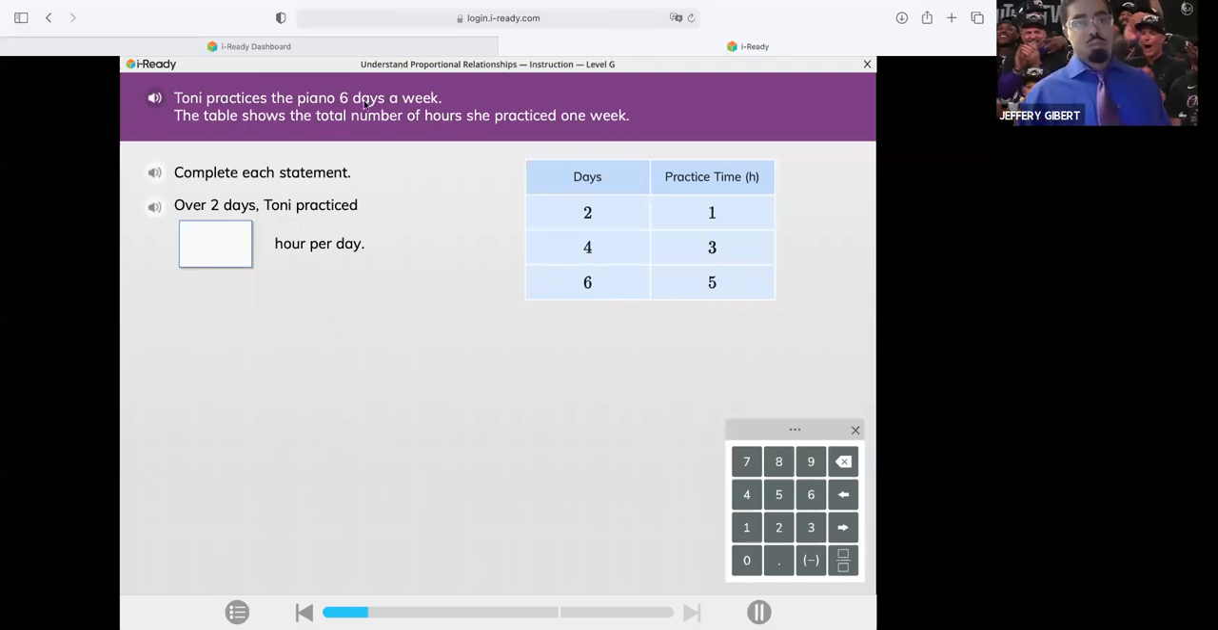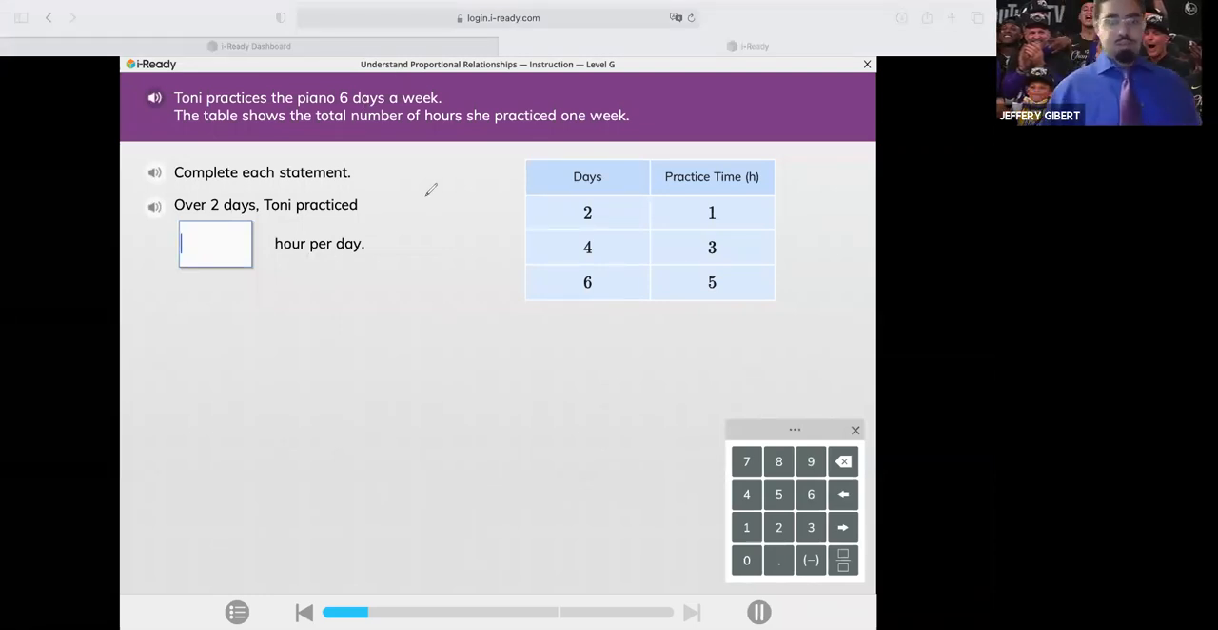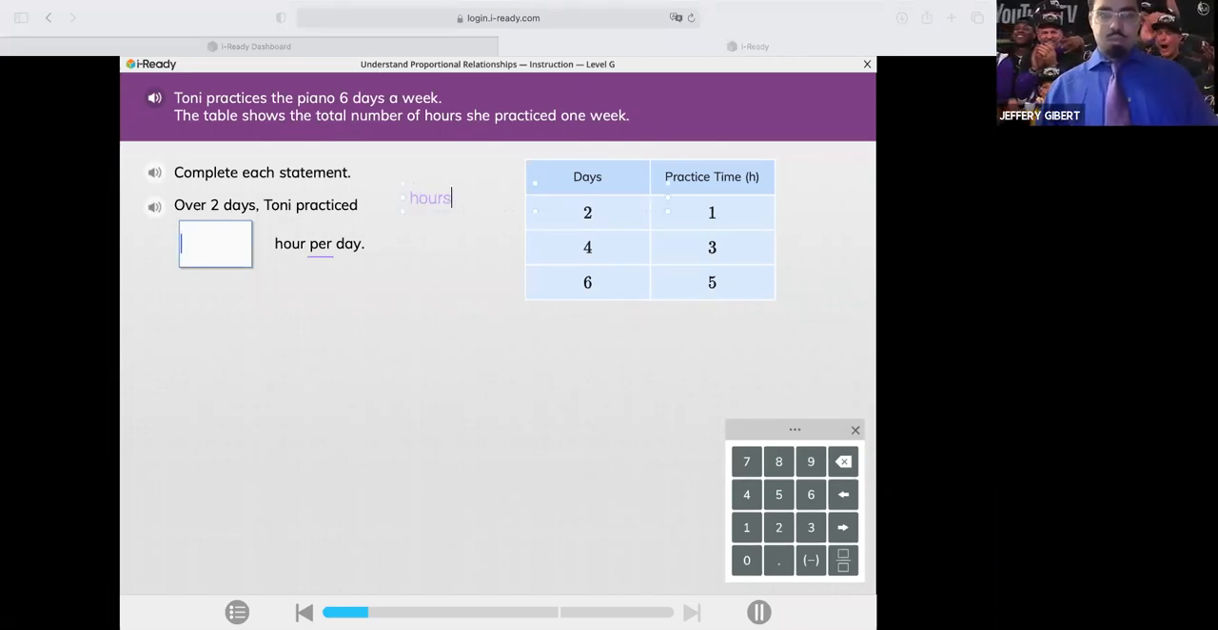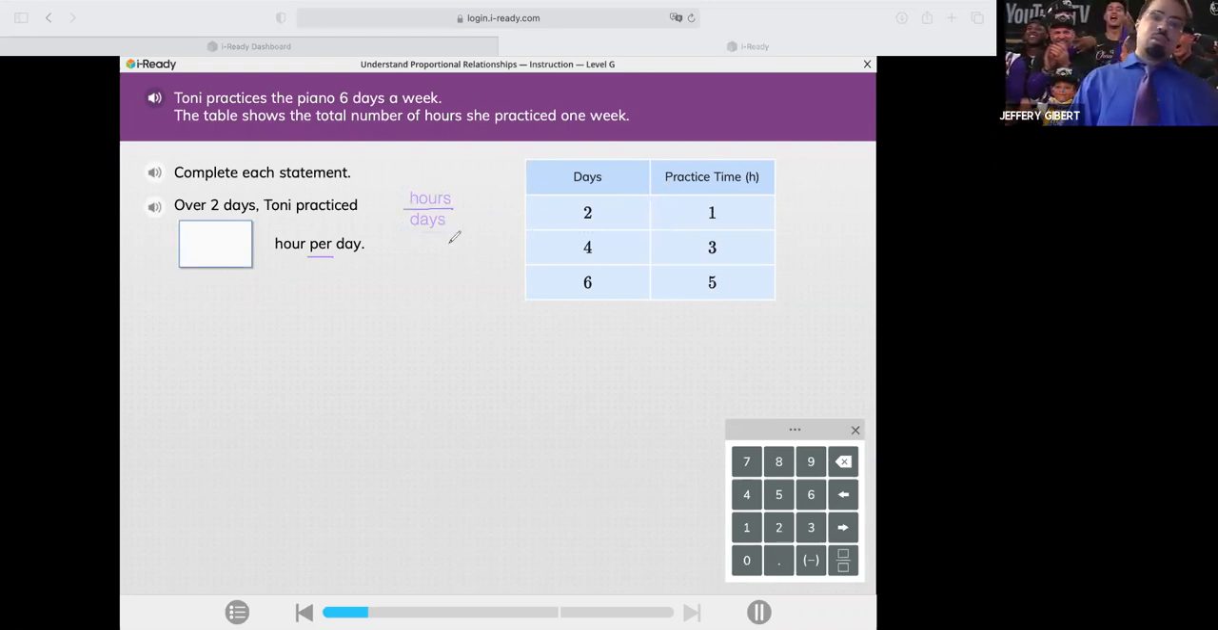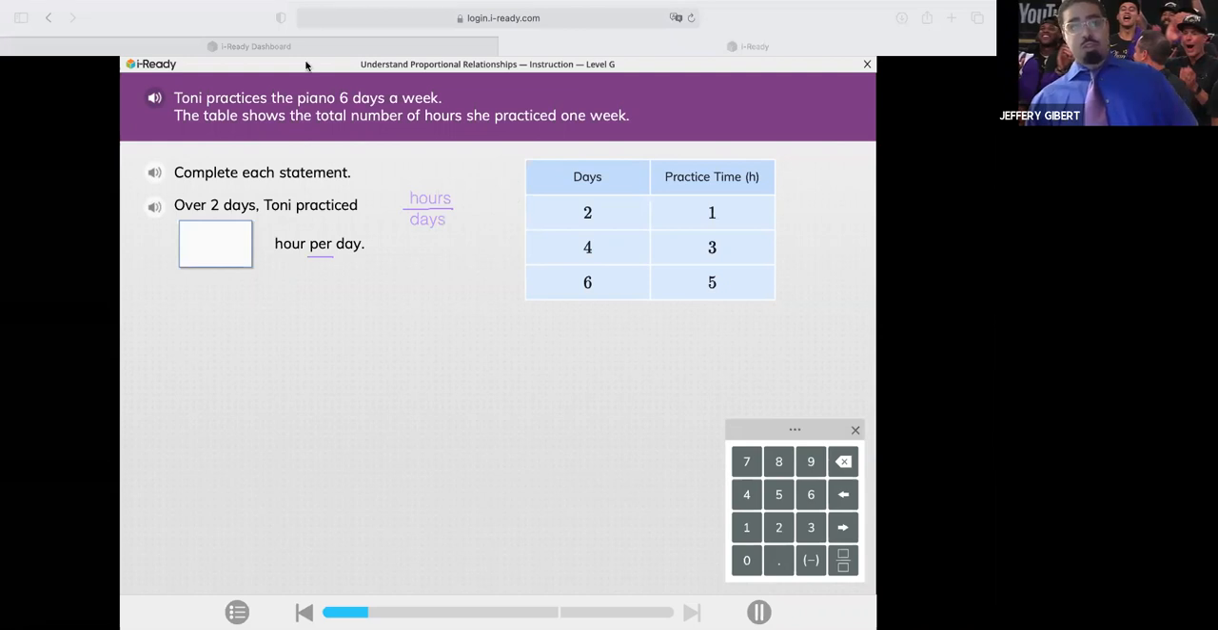0.5. All right, how'd you get that? Because you're going to have practice at the top and day at the bottom. Yeah, 1 over 2. So 1 divided by 2 is 0.5.